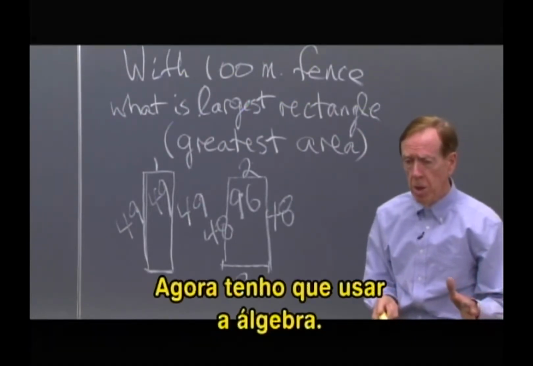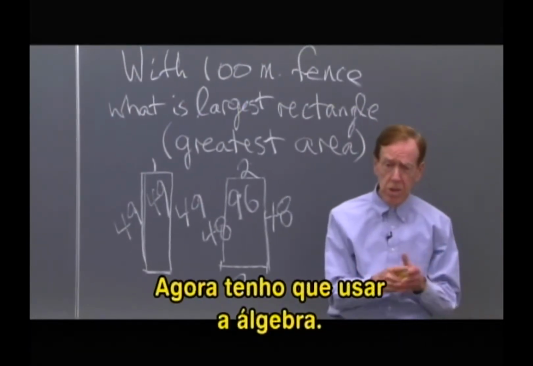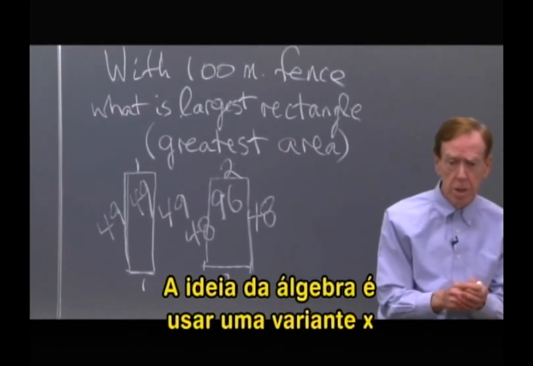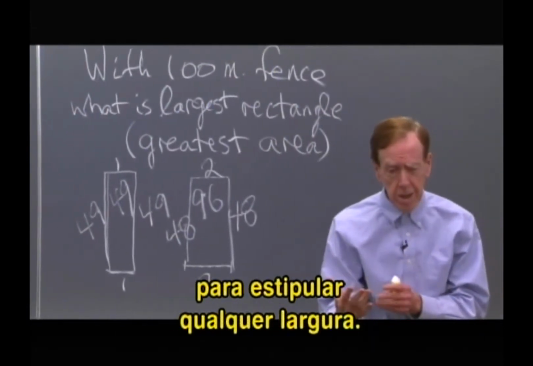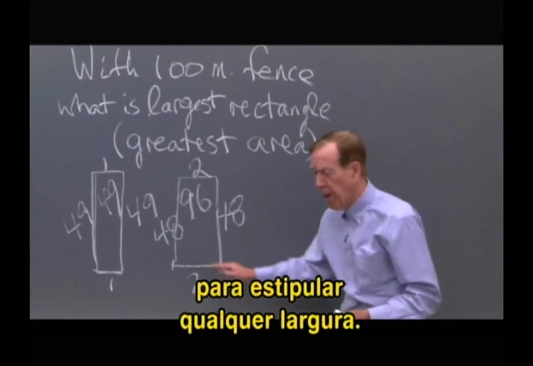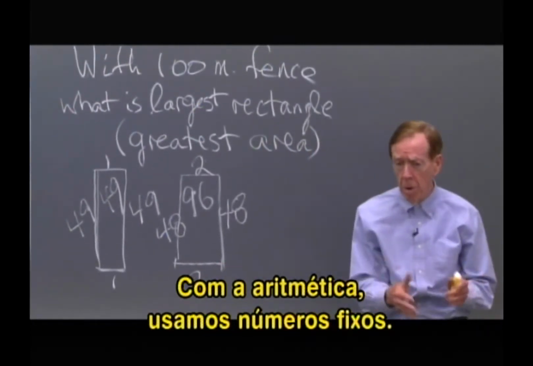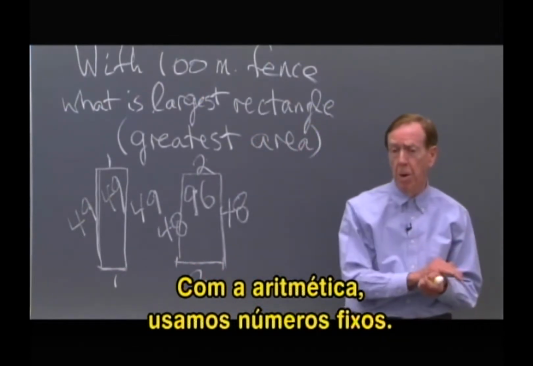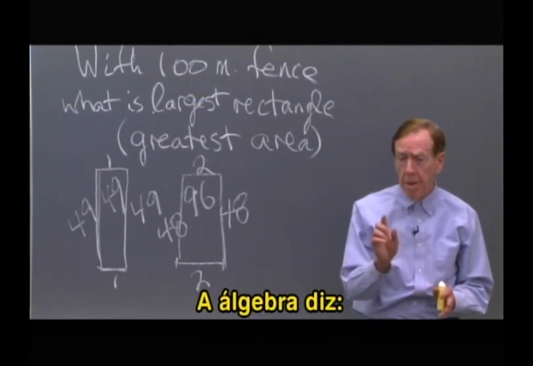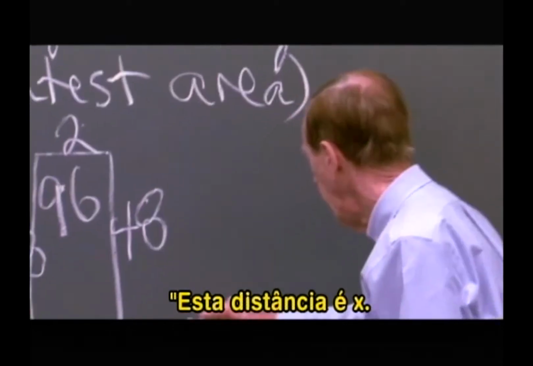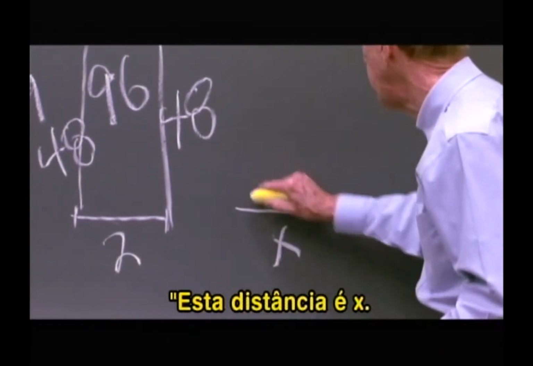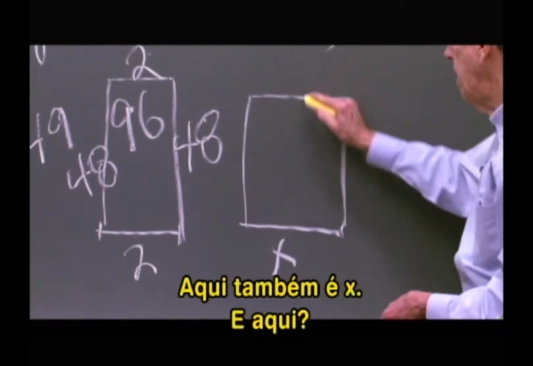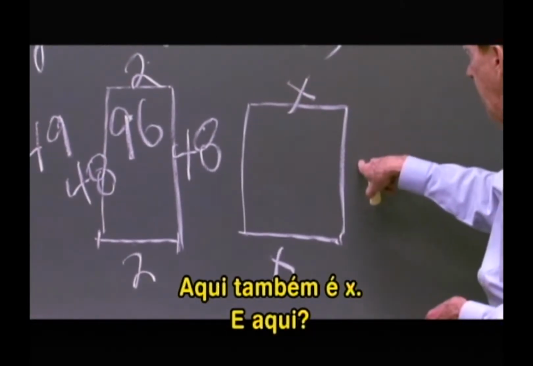So now I have to use algebra. The idea of algebra is to use a letter x to denote any width. If we only have arithmetic, we're playing with that number, the next number. Algebra says, let this distance be x and figure out the rest. Well, x up here. What do I have here?